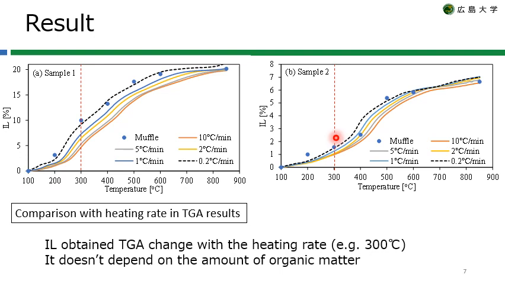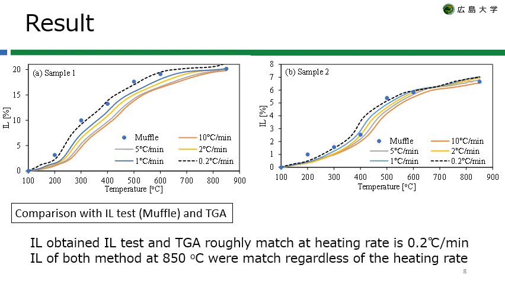Next, I discuss the comparison of the IL test and TGA. You can see that both results roughly match at a heating rate of 0.2 degrees per minute. However, it takes 5 days to increase the temperature from 100 to 850 degrees with a heating rate of 0.2 degrees per minute. So, this heating rate is not useful for analyzing many samples.